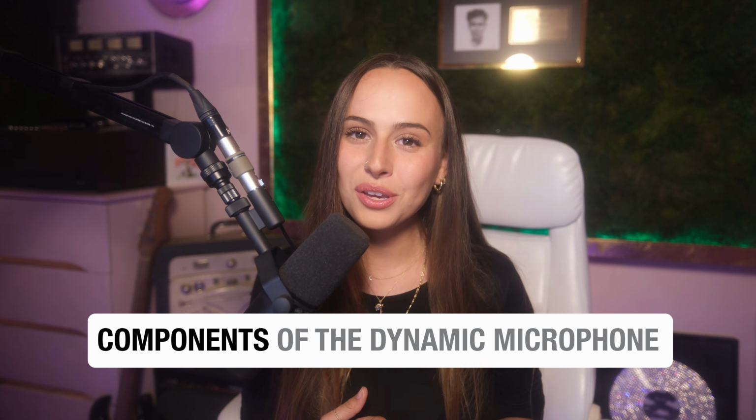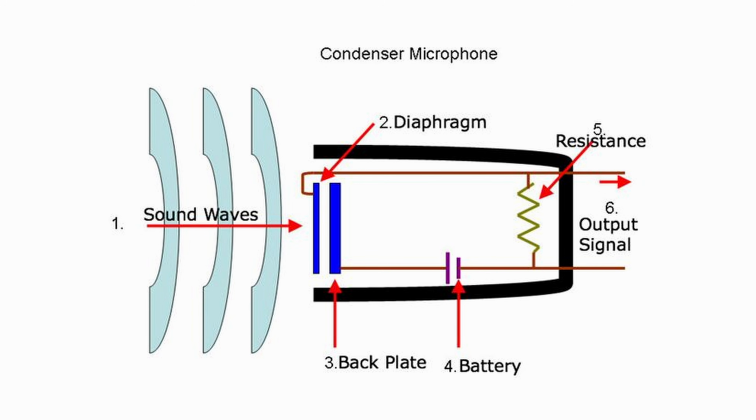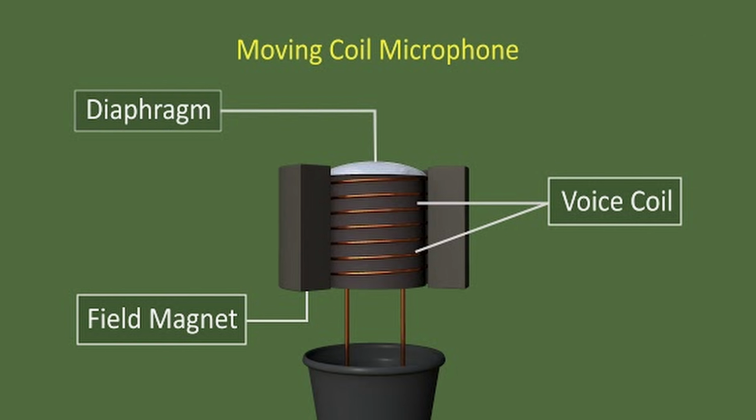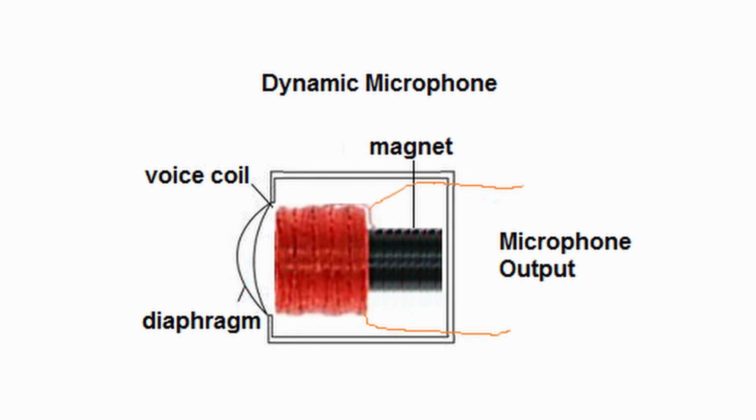Alright, so let's go over the components of a dynamic microphone. Diaphragm. As we mentioned, it's made of materials like mylar or other durable material. The diaphragm is responsible for capturing those sound waves and converting them into mechanical vibrations. The voice coil. A fine wire coil attached to the diaphragm. Its movement within the magnetic field generates an electrical signal. Magnet. The magnet provides the necessary magnetic field for inducing current in the voice coil.